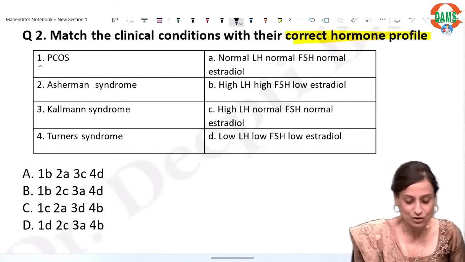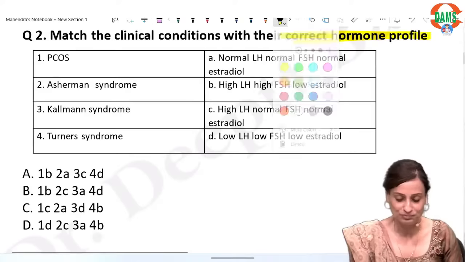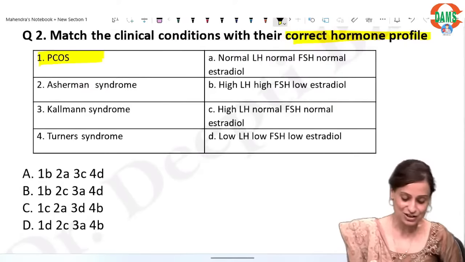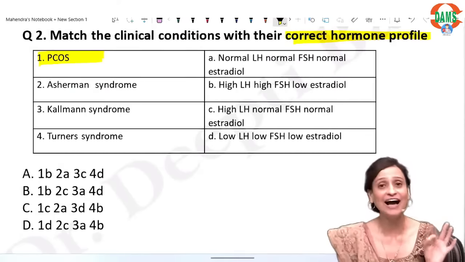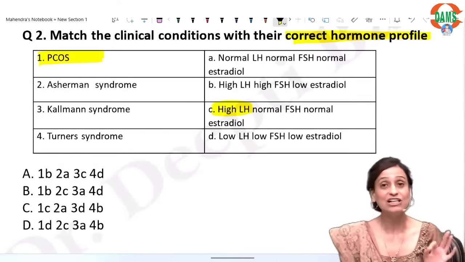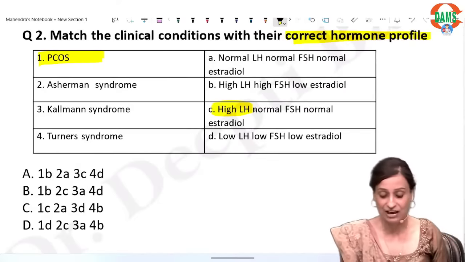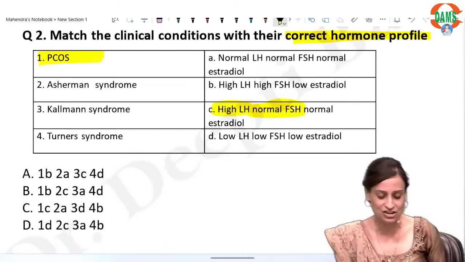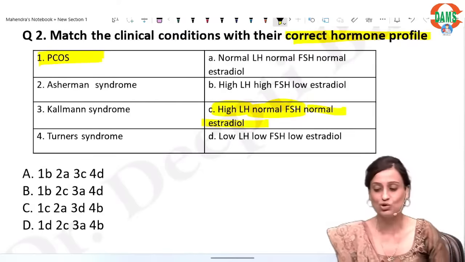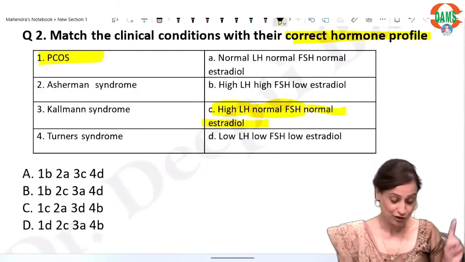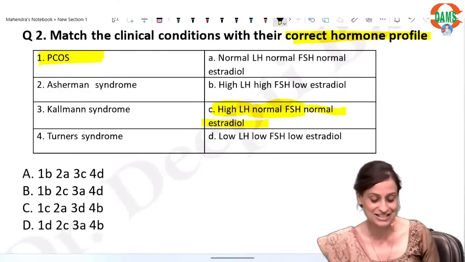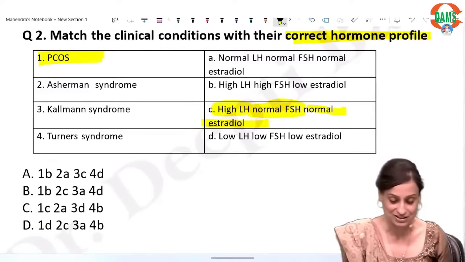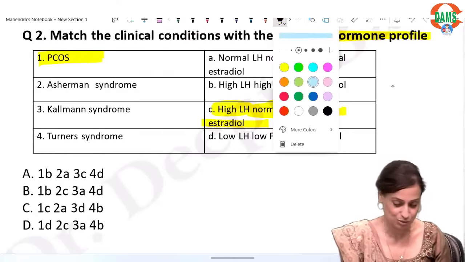So when we talk about polycystic ovarian syndrome, what about the classic hormonal finding here? Polycystic ovarian syndrome will be associated with high LH levels, right? The LH levels are going to be consistently high. The FSH is usually in the normal range. It may be slightly less, but usually in the normal range. And the E2 levels are also going to be normal. So for one, the correct combination is C. So high LH, normal FSH and normal E2 is for PCOS. Okay, let's move on to the next one.